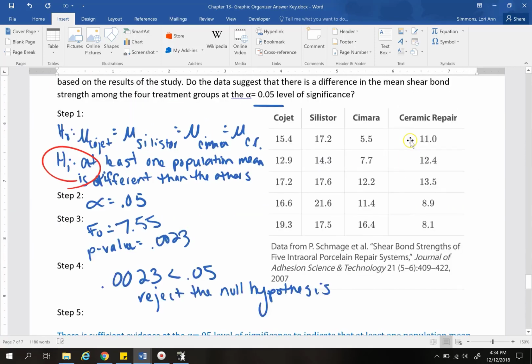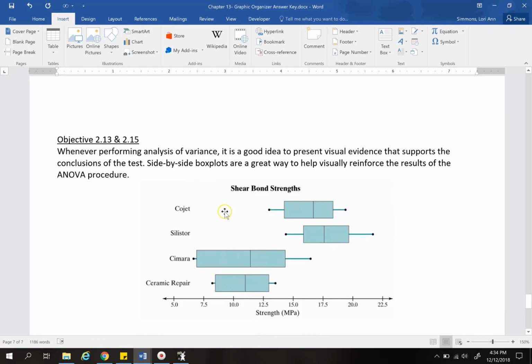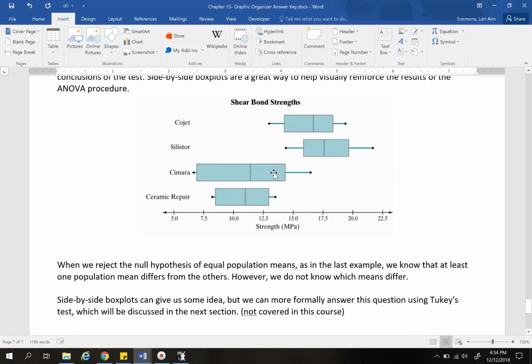So if you were a dentist, this might be helpful. Okay, so we know that these are not all equal. We know one is different, however, we don't know which one. So whenever performing analysis of variance, it is a good idea to present visual evidence that supports the conclusions of the test. Side-by-side box plots are a great way to help visually reinforce the results of the ANOVA procedure.